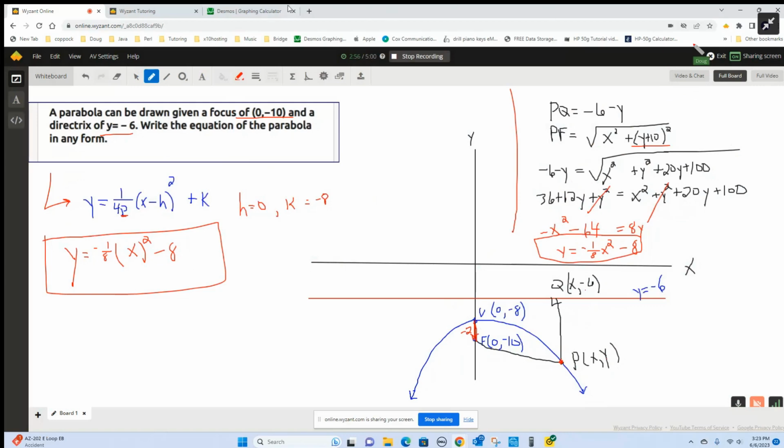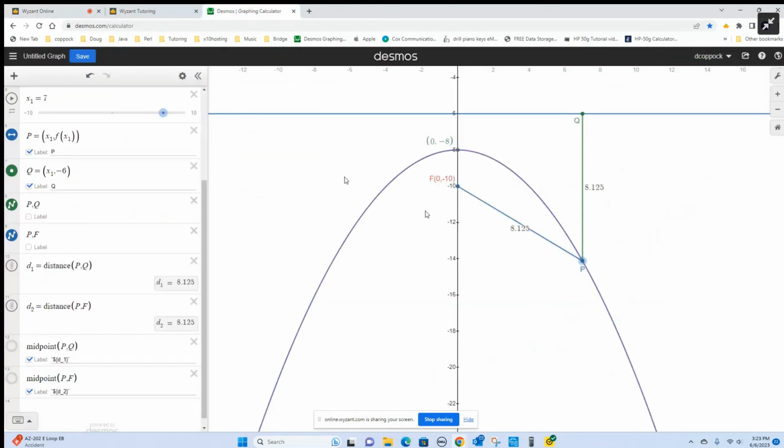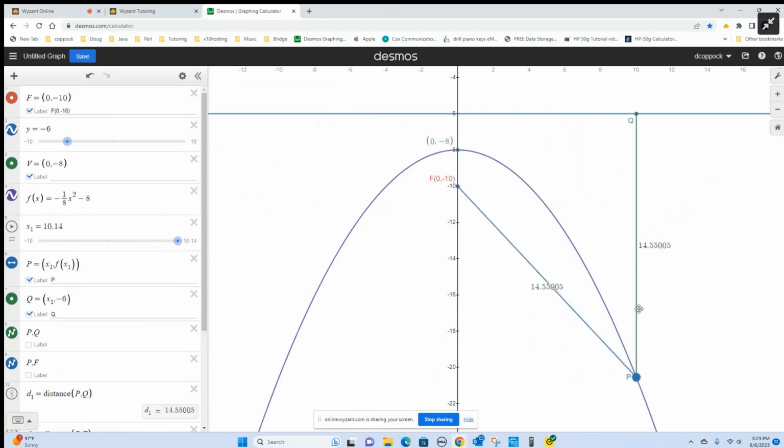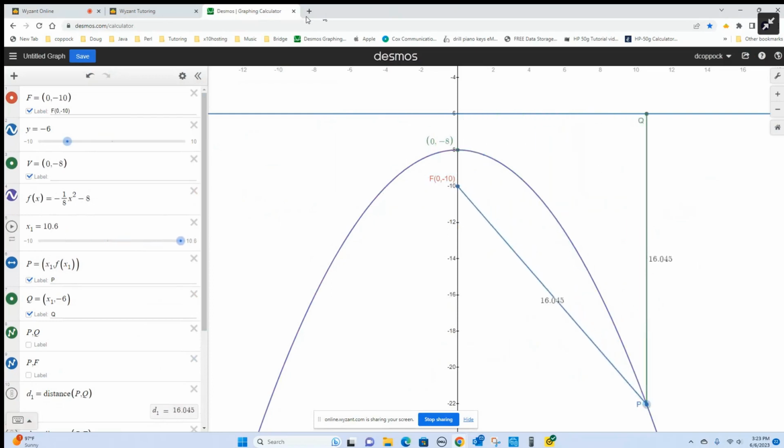And if I share my screen and go to Desmos, here's what we mean. If I move this x of 1 around this point right here, I don't care where I stop, the distance to the directrix equals the distance to the focus. And the equation of that parabola is right here. f(x) equals -1/8 x squared minus 8. There's another example.